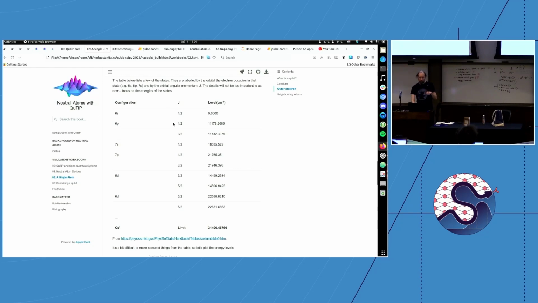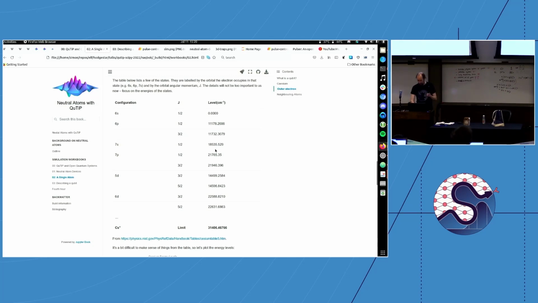And then if you move it up one level, it goes to the 6p level, where it has slightly higher energy. So now it has about 11,000 cm^-1. And there are actually two different states available in the p states. There's one with spin 1/2 and one with spin 3/2. We will not have to worry about this too much.